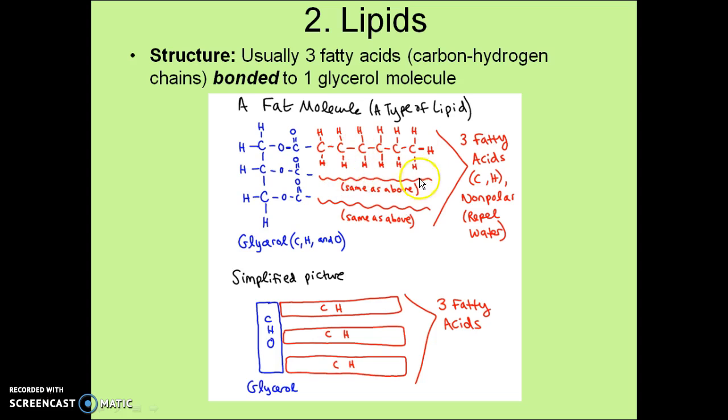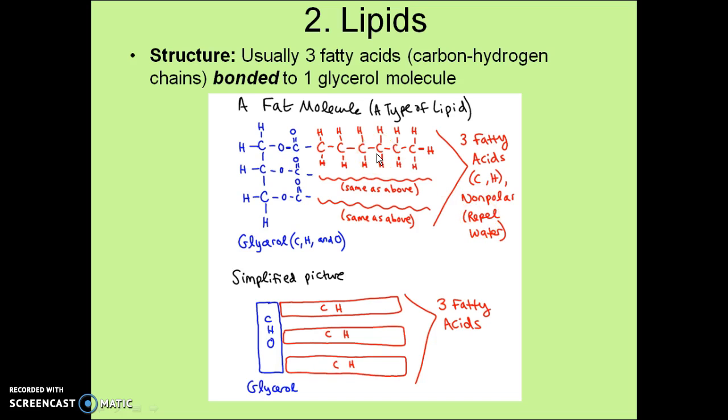Your fatty acid chains are always carbons and hydrogens, and they are always nonpolar, which means they repel water. That's why when you put oil, which is a lipid, in water, they tend to separate from each other. They're not attracted to each other because the oil is nonpolar, the water is polar. Now within this fat molecule, there's also this blue part. That's glycerol. It does contain carbon, hydrogen, and oxygen, and for that reason, it is slightly polar. But the fatty acid chains are so long that overall this molecule is nonpolar and is not attracted to water.